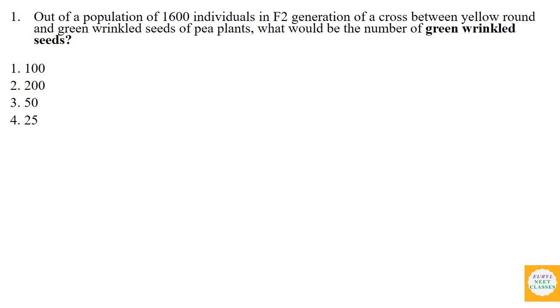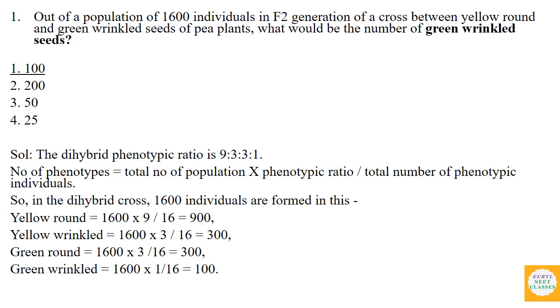Got it? So if you observe properly, it looks like a dihybrid cross, because here color of the seed is taken into consideration as well as shape of the seed. So it is a dihybrid cross, and we know the dihybrid phenotypic ratio is 9:3:3:1. Got it? So directly we can find the number of the given criteria, that is, how we can find the green wrinkled seeds number by using this ratio.